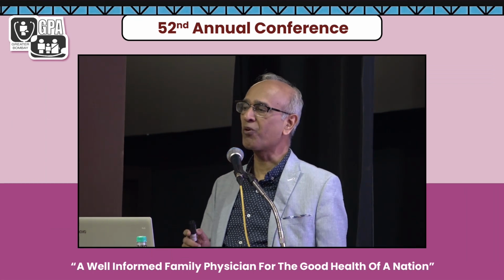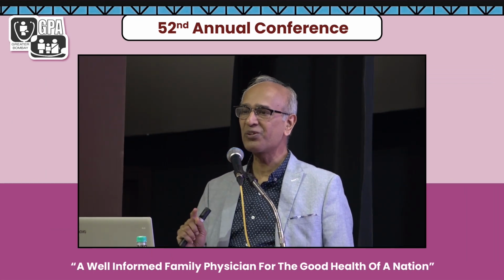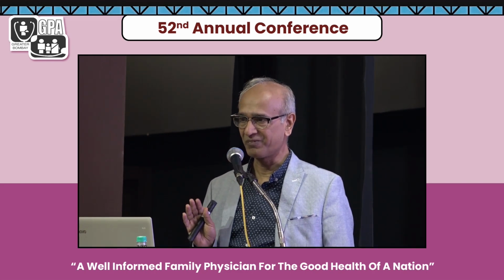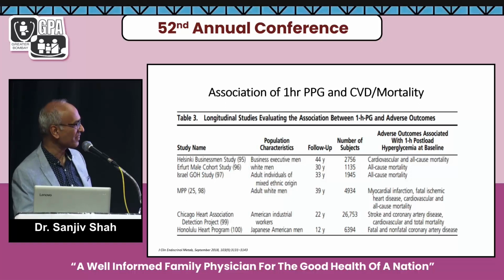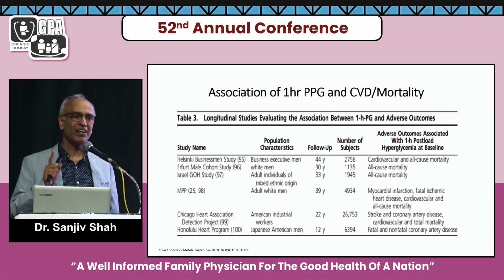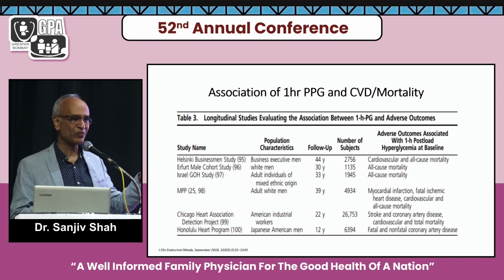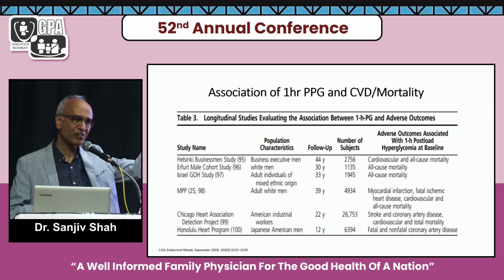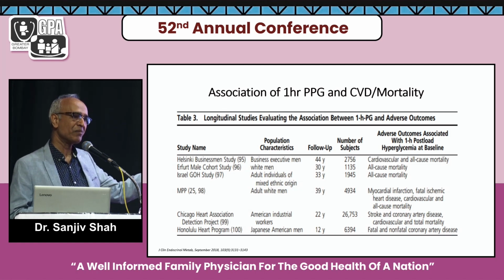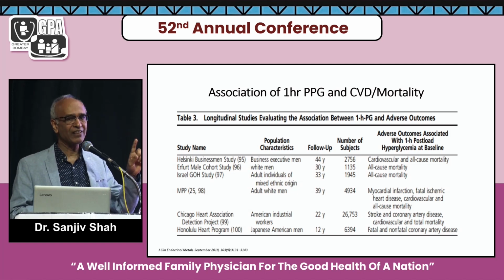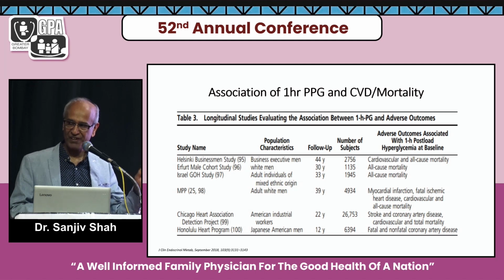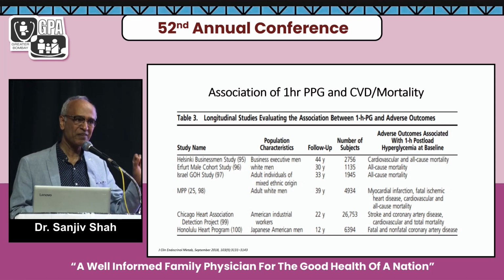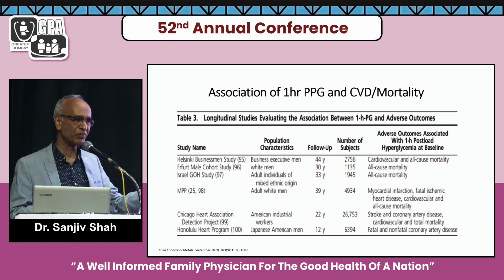Now this is 1 hour post glucose value. 1 hour post glucose was never done as a part of recommendation. These are half a dozen studies, many of them are cardiac studies, and 1 hour value predicted future cardiovascular disease. 1 hour post glucose value is not pre-diabetes, it is pre-pre-diabetes. So diabetes happens, before that is pre-diabetes, and before that is pre-pre-diabetes. So 1 hour value of 155 is a predictor of future diabetes, future cardiovascular disease, future retinopathy, and everything.